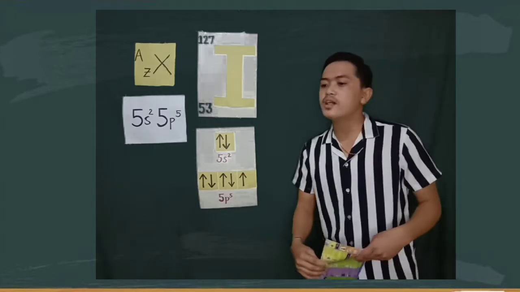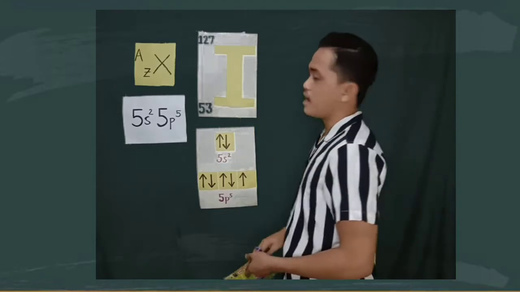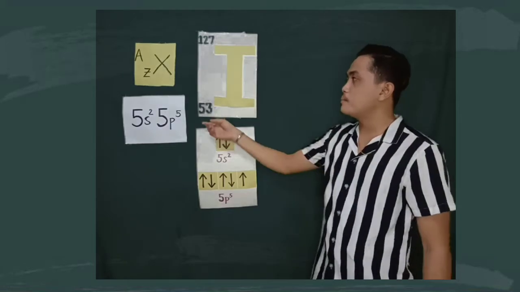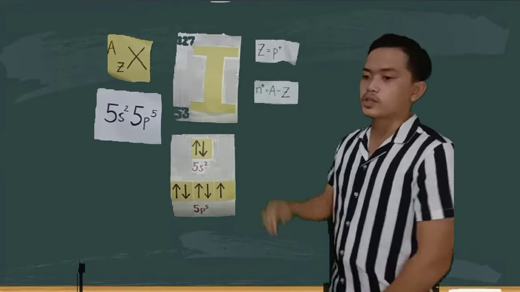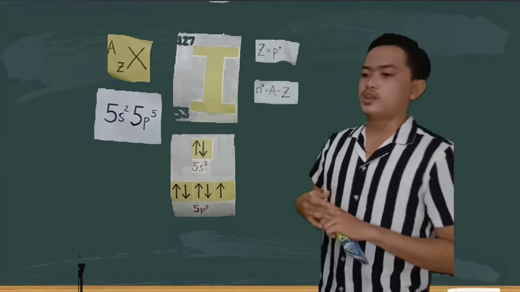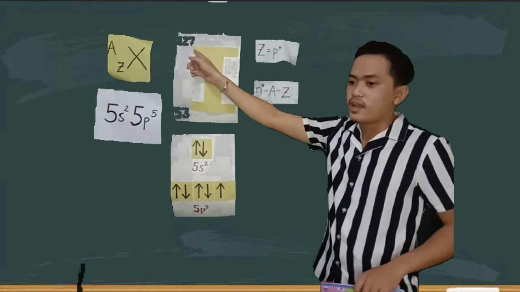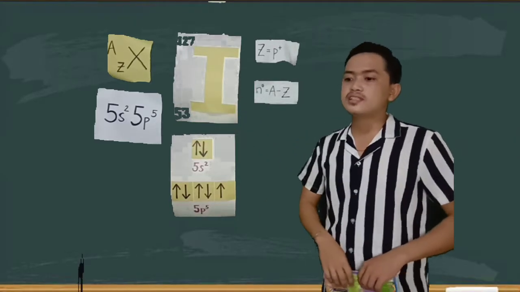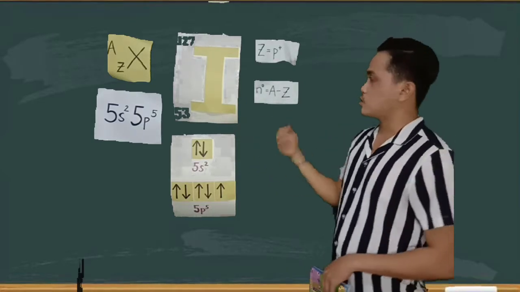So next, the symbol for the element iodine is I. And it has an atomic mass of 127 and an atomic number of 53. So let us now proceed in getting the number of protons, electrons, and neutrons of the neutral atom. So we have the 127 mass number and 53 atomic number of element iodine. With this, we can now calculate for the number of protons, electrons, and neutrons.